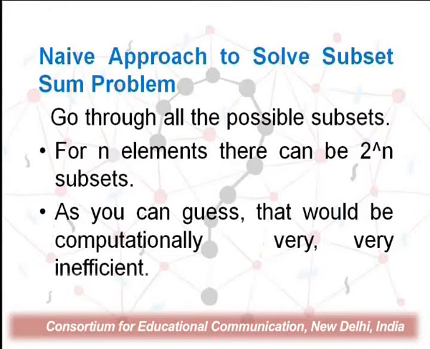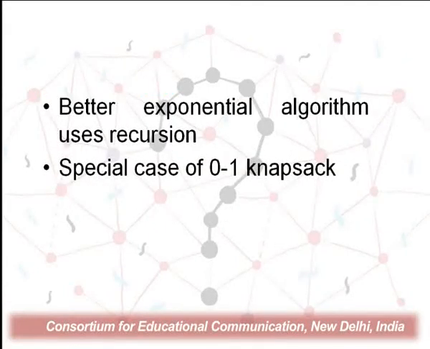Obviously, n into 2 to the power n complexity is very, very high, and we can easily say that this naive or brute force approach is going to be very inefficient computationally. So yes, obviously we need a better algorithm. We can have a better algorithm, which is again exponential, but it uses recursion.